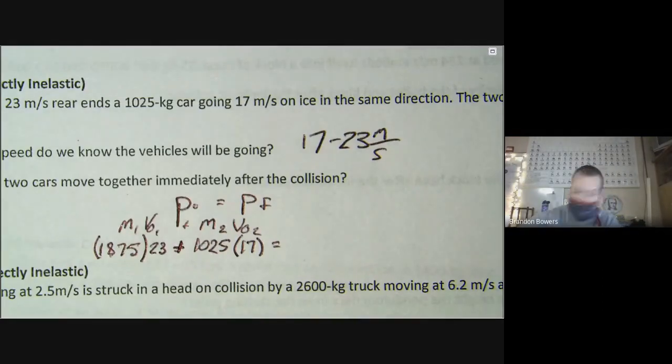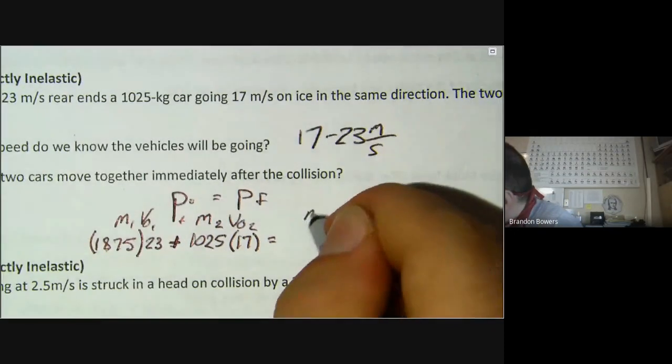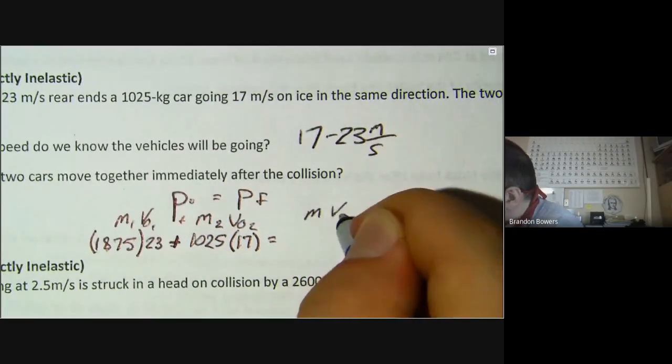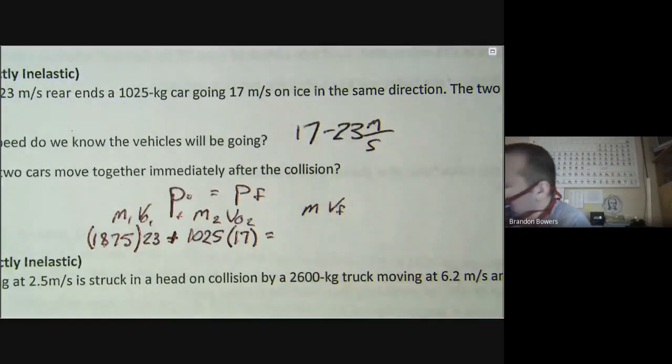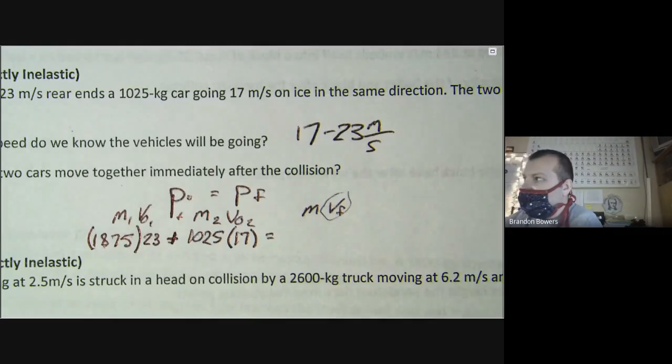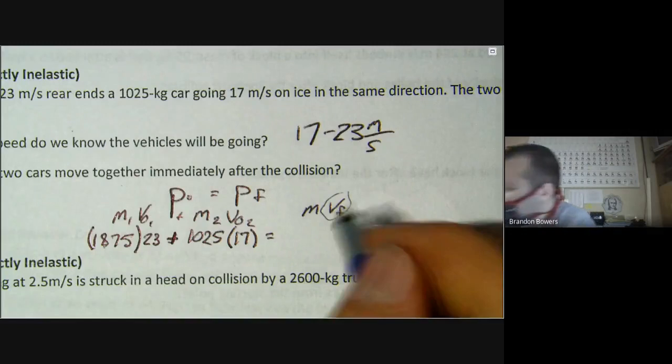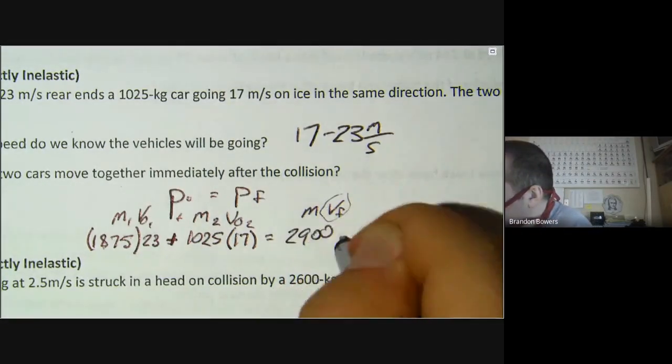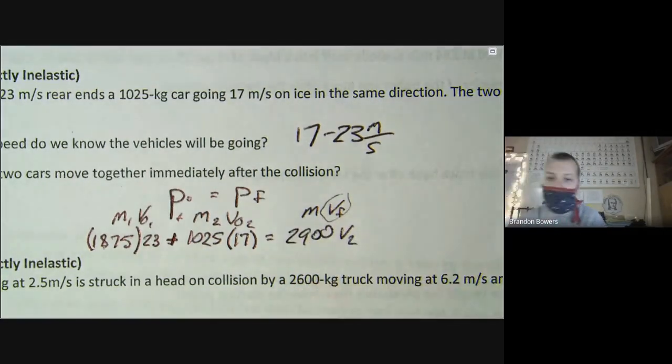Now, my momentum in the final is my mass times my final velocity. And my question said, how fast are they going? So I'm solving for my final velocity, and they're together. So what's my mass going to be? Both of them, right? It's going to be 2,900. Does that make sense? And you just solve for the velocity.